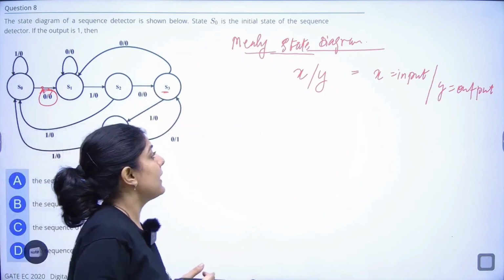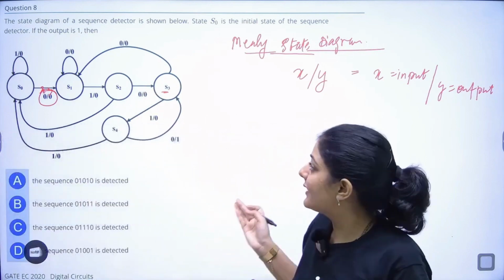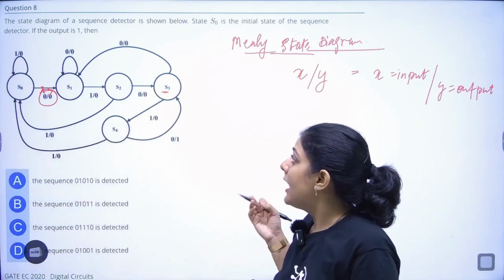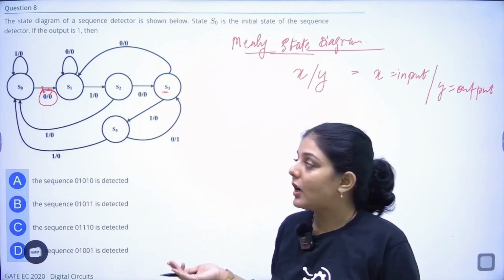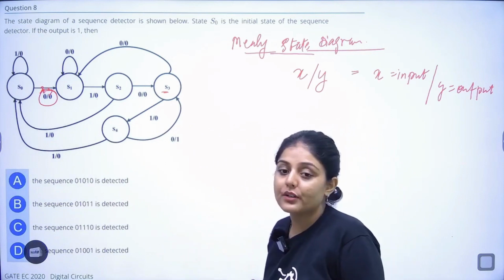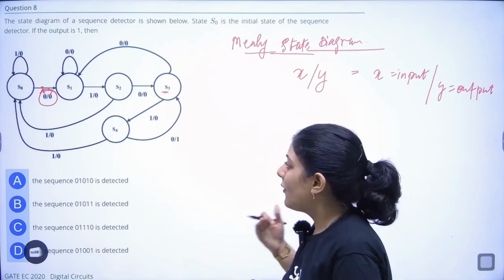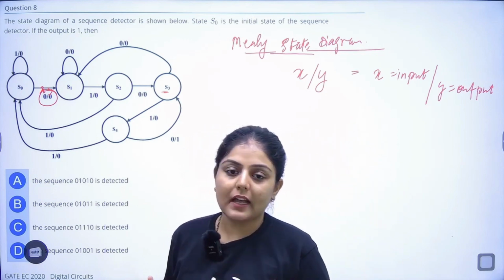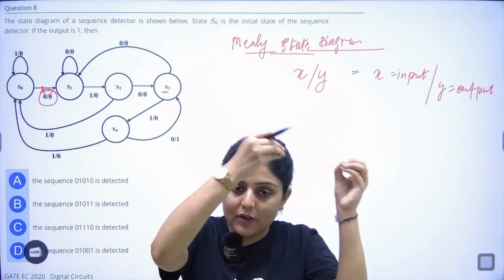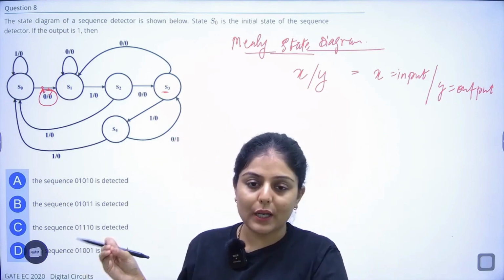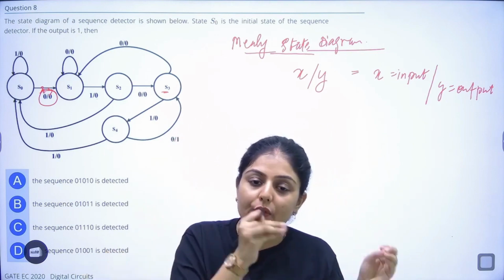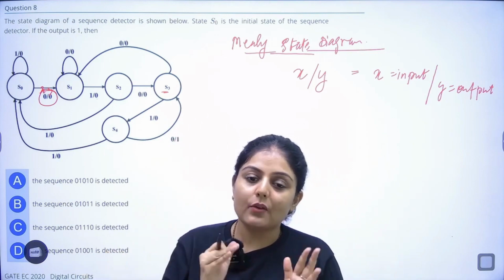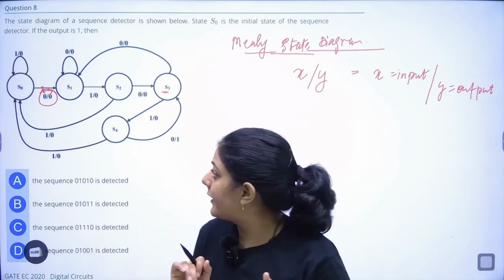Now they are saying that you have to find out the sequence represented by this state diagram, and you have to find the sequence when the output is equal to 1. So how do we find the sequence? The sequence is carried out when we are moving from one state to another. Whatever input we give while moving from one state to another, that value of input is considered.